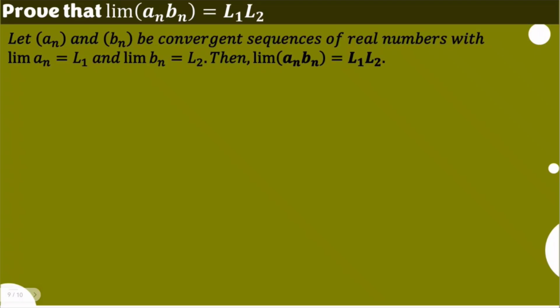So we have this statement: let a sub n and b sub n be convergent sequences of real numbers, with the limit of a sub n being L sub 1 and the limit of b sub n being L sub 2. Then the limit of their product, a sub n times b sub n, is equal to the product of their corresponding limits. To show the proof of this limit theorem, we're going to use the definition, which will help us later identify the correct forms of our epsilon.